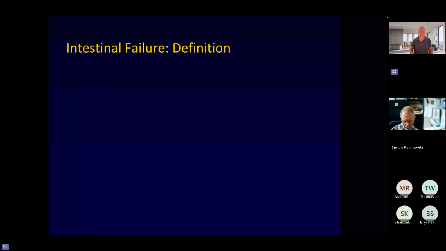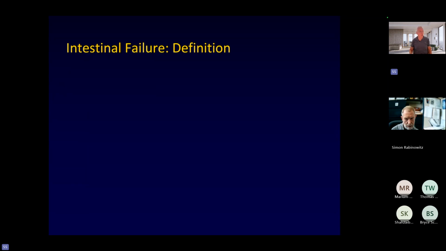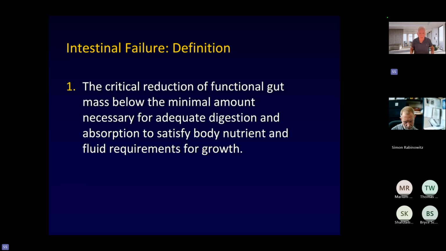So how do we define intestinal failure? We used to call it short bowel syndrome. We don't call that anymore. We call it intestinal failure because it doesn't necessarily indicate a short bowel, just a bowel that's not functioning. So intestinal failure is defined by a critical reduction in functional gut mass below the minimal amount necessary for adequate digestion and absorption, which is required to satisfy nutrient and fluid requirements for growth. Those who have intestinal failure, by definition, are depending on parenteral nutrition.